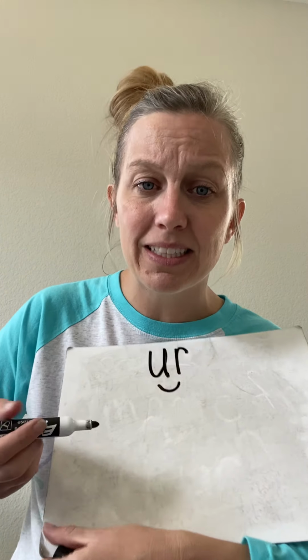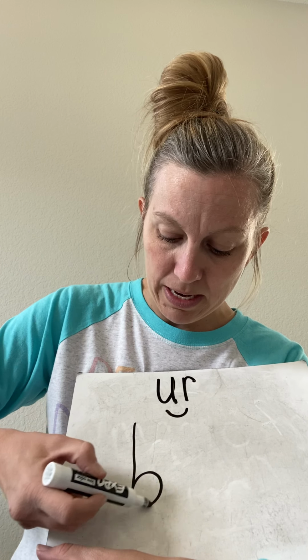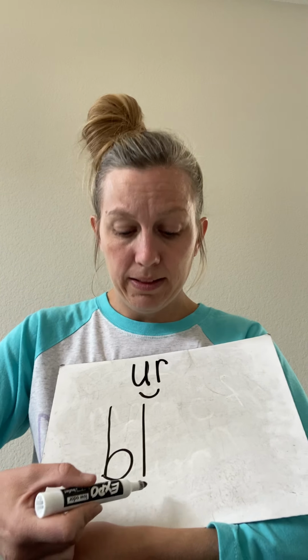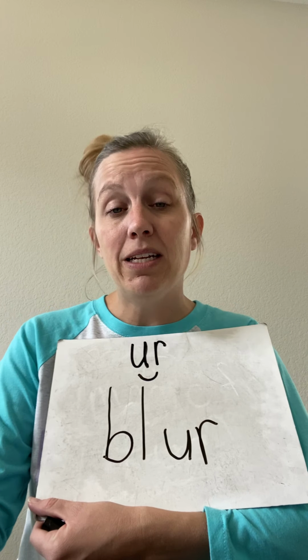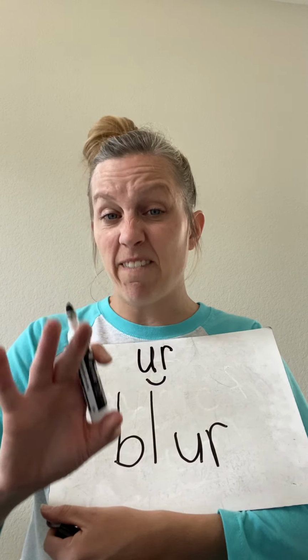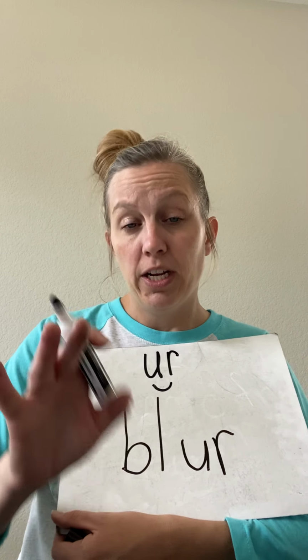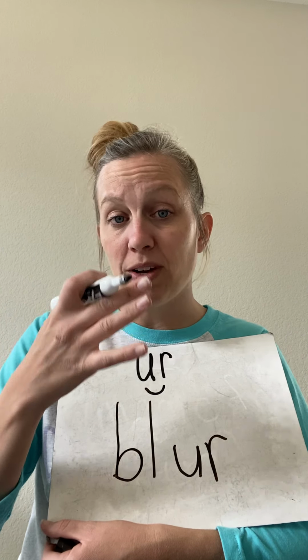Next word, let's segment the sounds in the word blur. B, ul. Let's build it. What blend makes b? B-L, b, ul. Now, blur means to make something hard to see, makes it kind of foggy. Like you might say it blurs your vision where you can't see very well. It's a blur. Okay? All right.